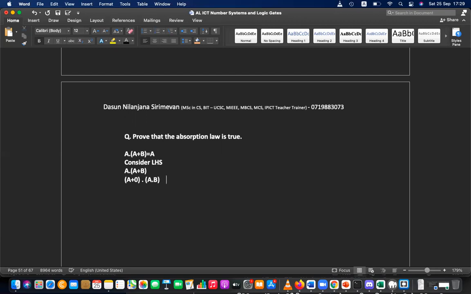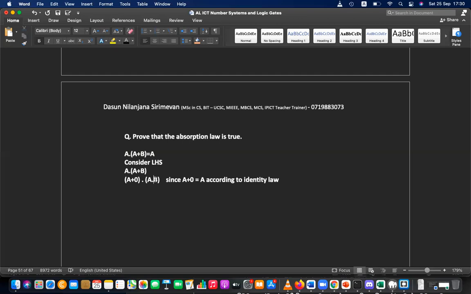So you know that A or 0 is equal to A according to, what is the law? You can tell the law now because you have written down this in the notebook. What is the law? Identity law. According to identity law, you can write A or 0 is equal to A. So A can be replaced by A or 0.